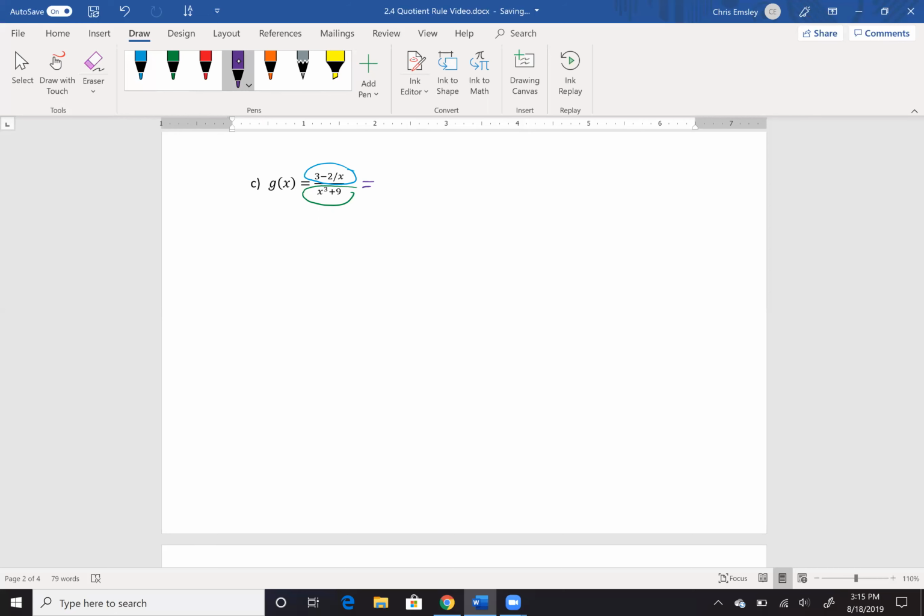And we want to rewrite this as 3 minus 2x to the negative 1 because then we can more easily apply our differentiation rules. Okay, so I didn't do anything to change it yet. That's equivalent to our original function. And then I'm ready to take that derivative. Okay, so again, top and bottom.